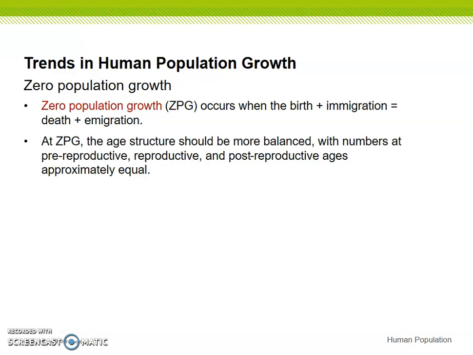Trends in human population growth. Zero population growth, or ZPG, occurs when the birth plus immigration is equal to deaths plus emigration. At ZPG, the age structure should be more balanced with numbers at pre-reproductive, reproductive, and post-reproductive ages approximately equal.